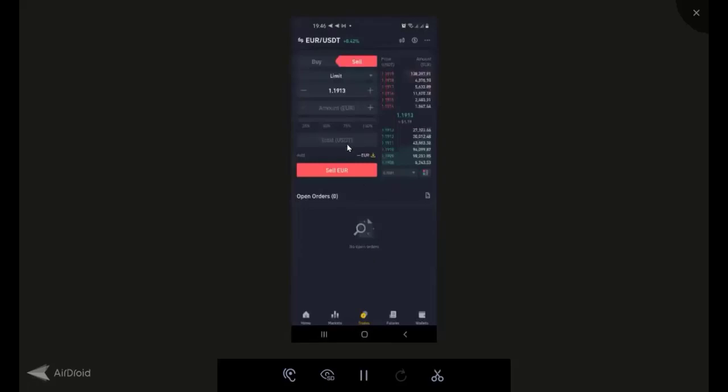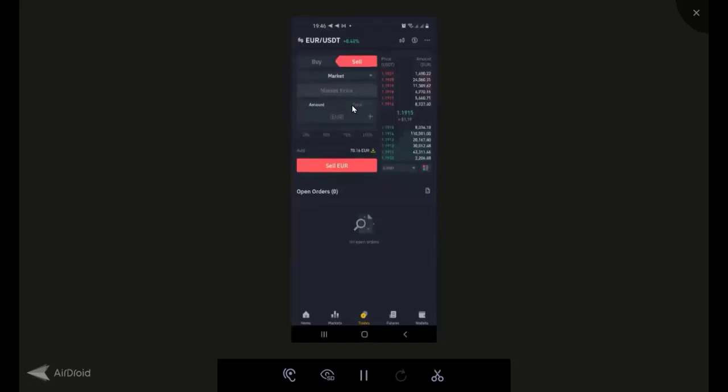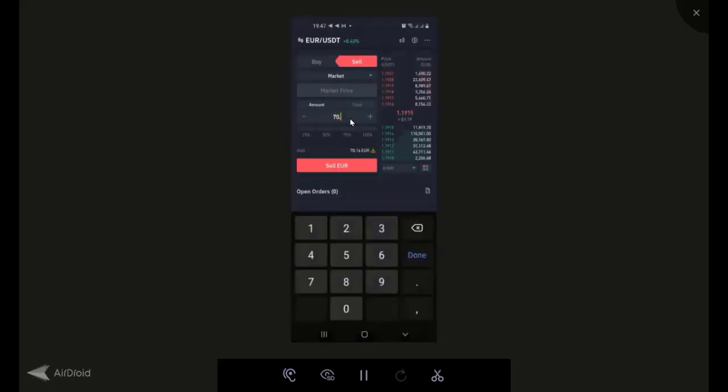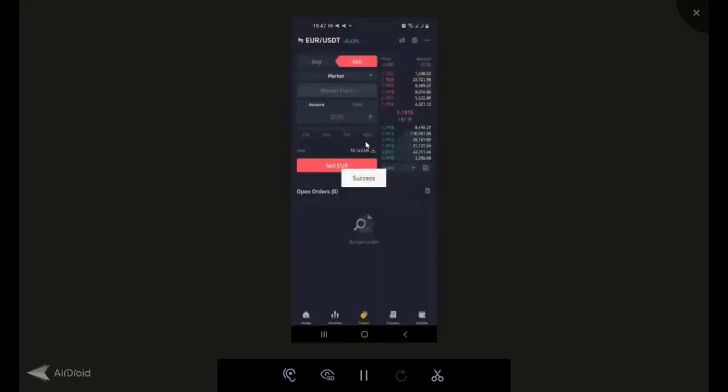Under the sell, a limit order is where you set the price, so that when the market reaches this level, it buys for you. But I'm choosing the market option. Market simply means I'm going to buy at whatever the price is right now. The amount I'm transacting is 70.16. I'm going to put in here 70.16, and now I'm going to click sell euro. Once I click on that, success.